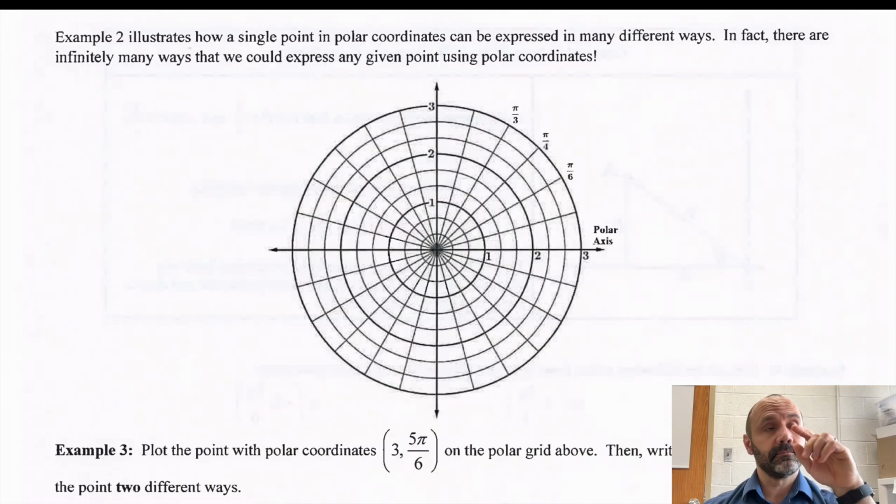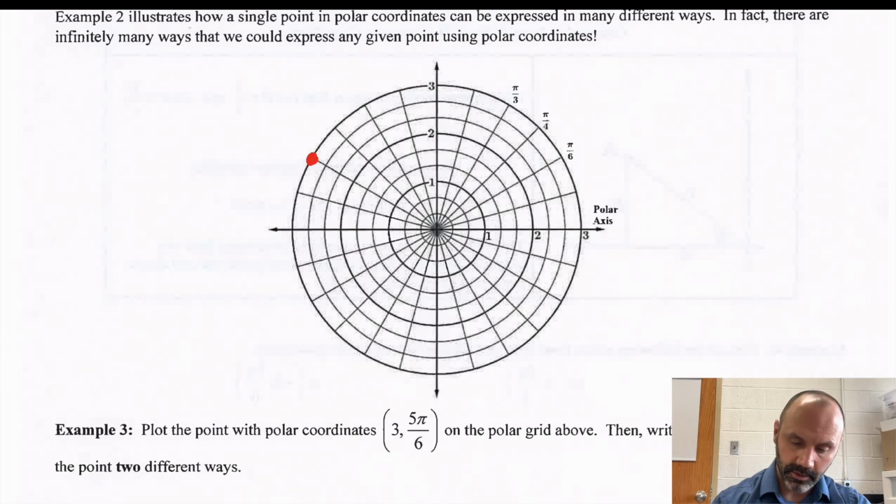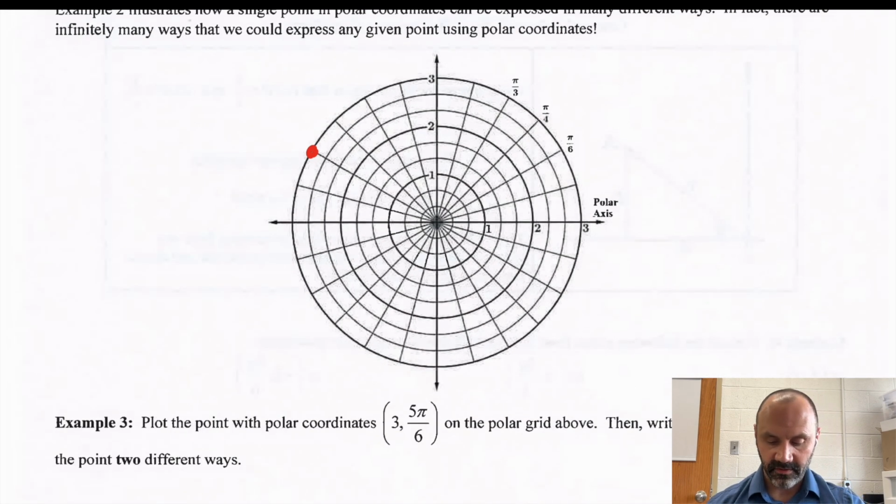So because of the cyclical or periodic nature of these angles, there's an infinite number of ways that you could write a polar coordinate, right? So they want us to plot the polar coordinate 3 comma 5 pi over 6, and then to write those polar coordinates in two different ways. All right, so let's find out where we are. I'm going to go to 3 and then 5 pi over 6. It's not 6 pi over 6, it's one less than that. So I'm going to be over here. Okay, so here's our point, 3 comma 5 pi over 6.